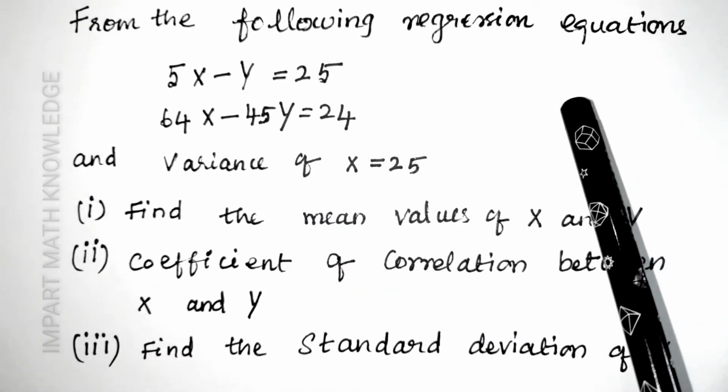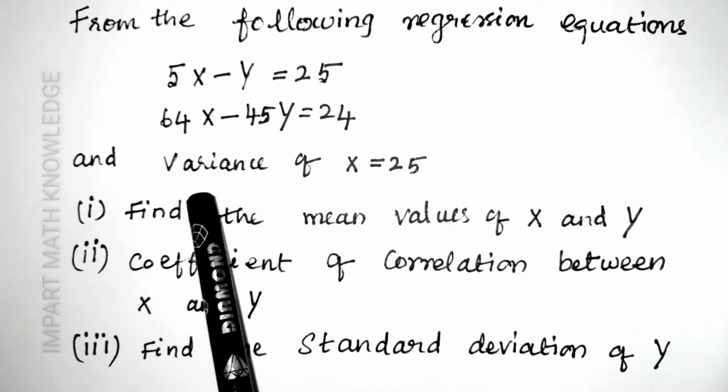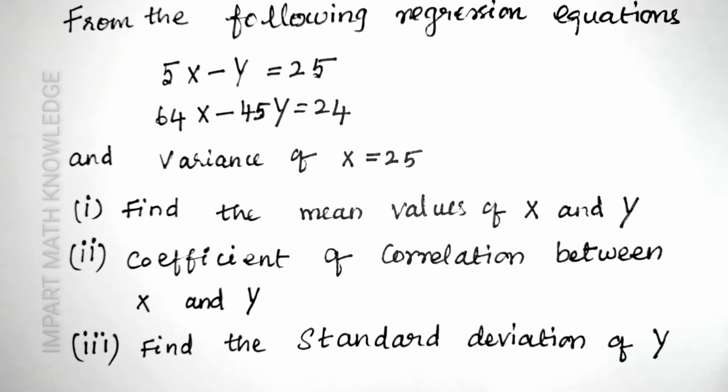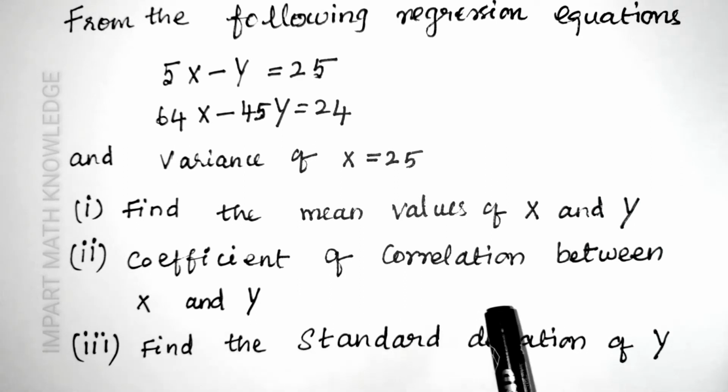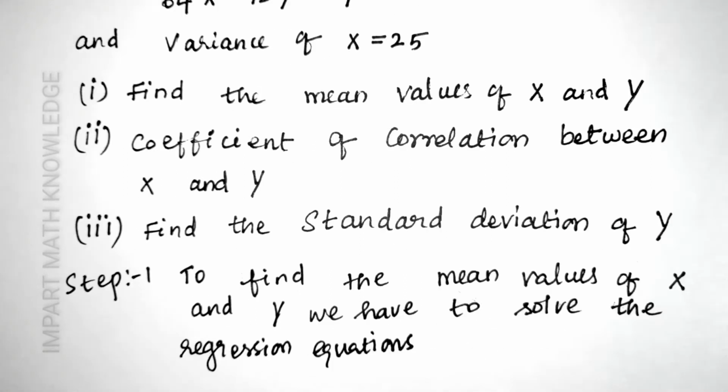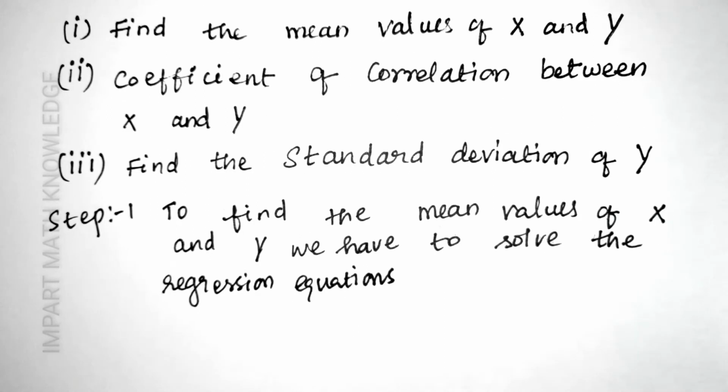In the given problem, the regression equations and the variance of x are given. From that we have to find the mean values of x and y, the standard deviation of y, and the correlation coefficient. For finding the mean values of x and y, we need to solve the regression equations.